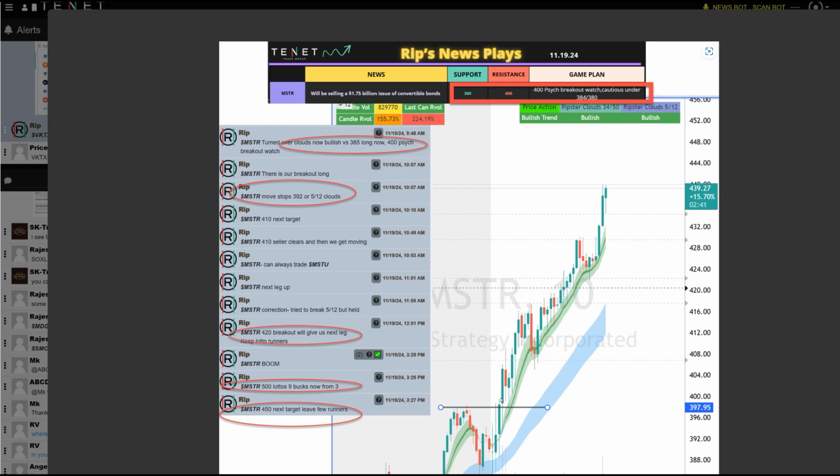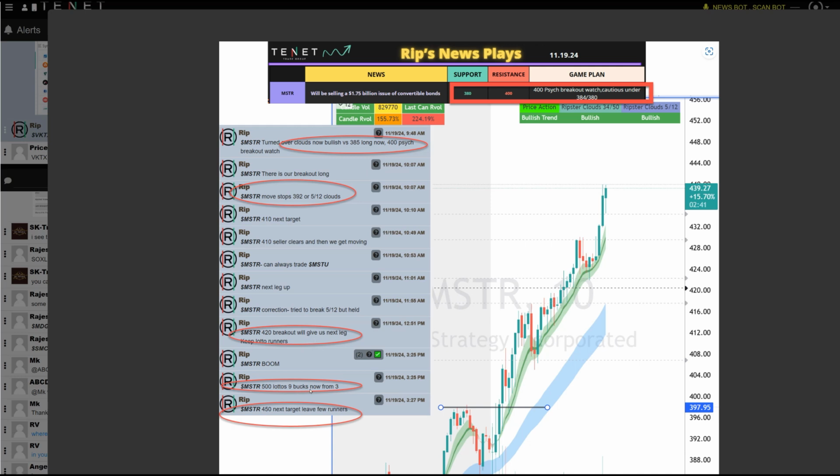410 target met, and some people panicked on this pullback. That was just a retest, and it pushed, tried to break the clouds, but never broke it. Remember, whenever there's a reclaim of 512, it's even more bullish. And then I gave the 420 breakout, and it's a very simple trade, guys. Nothing crazy about it. 420 breakout, and then it pushed higher.